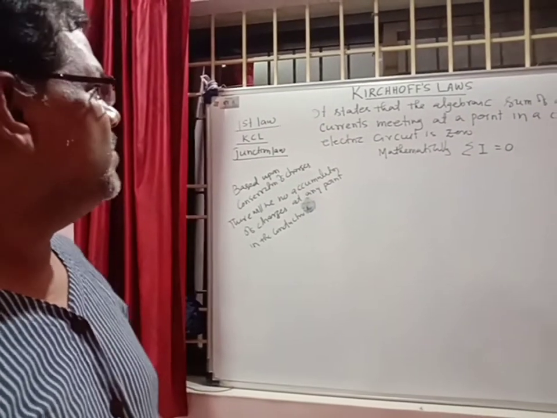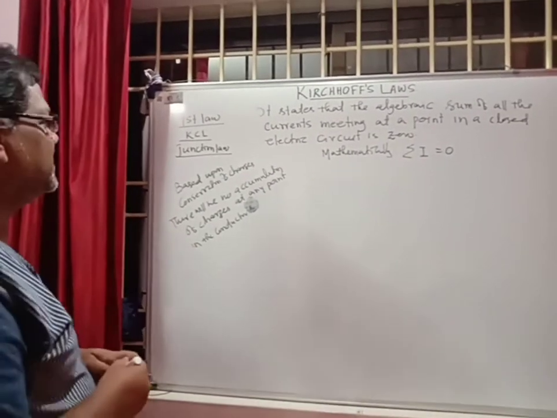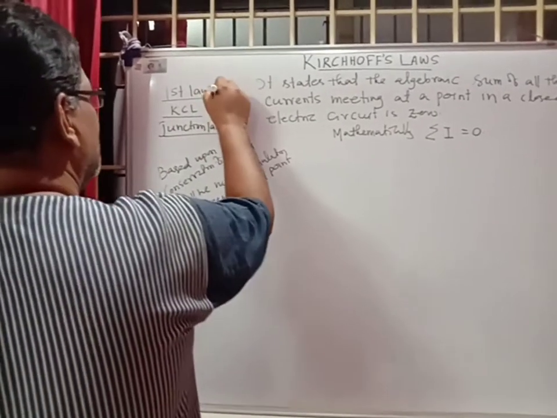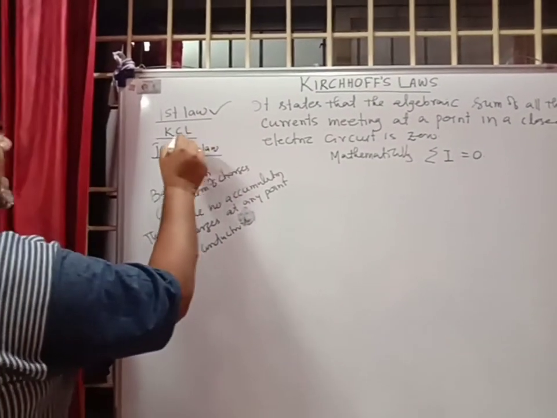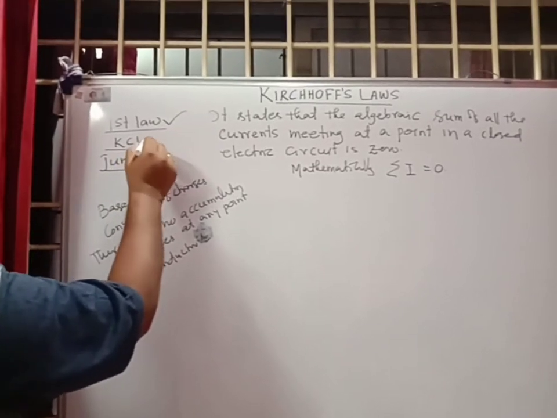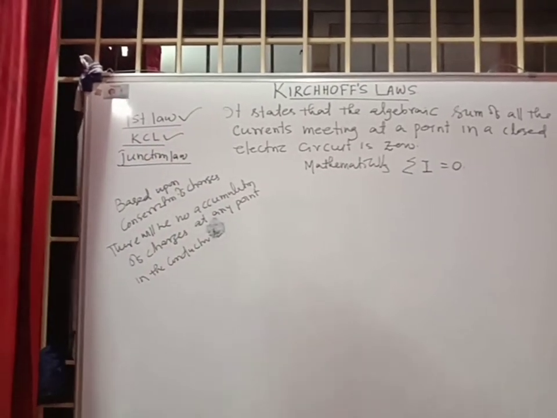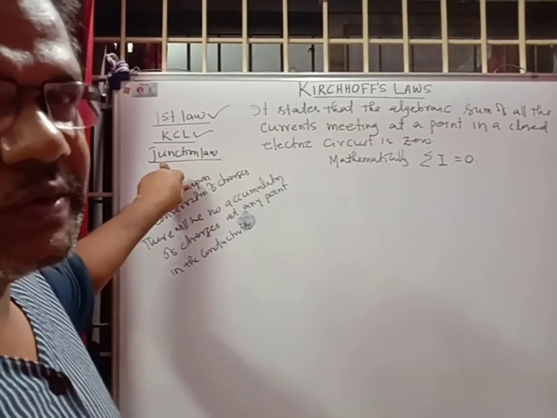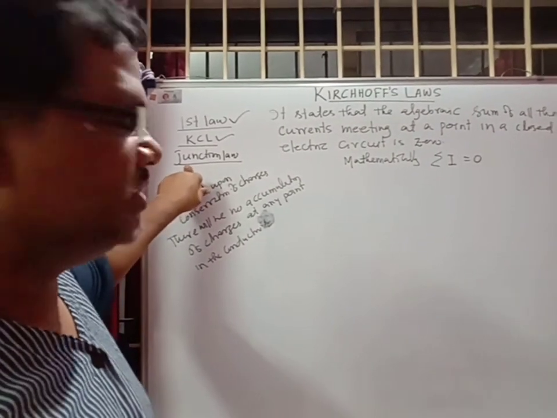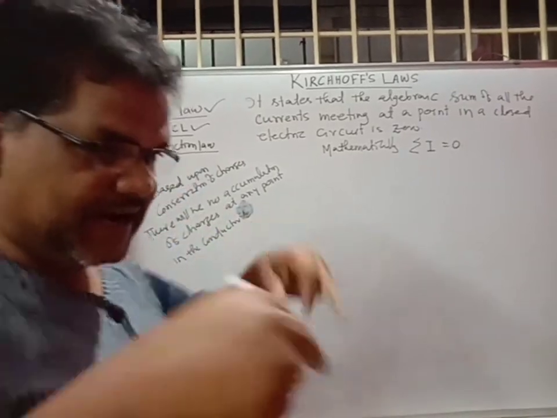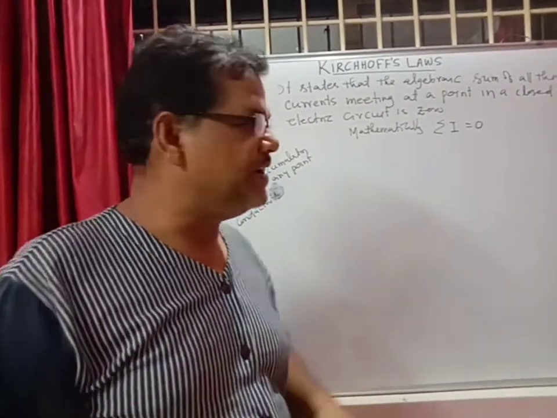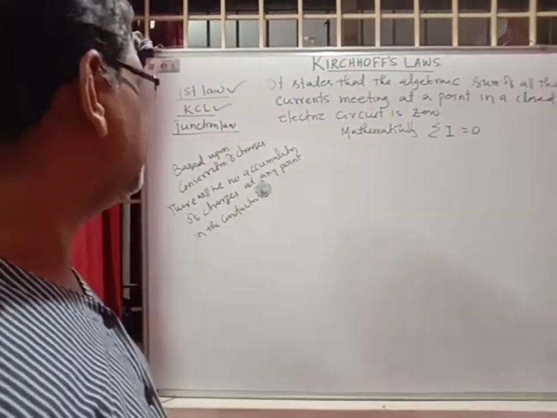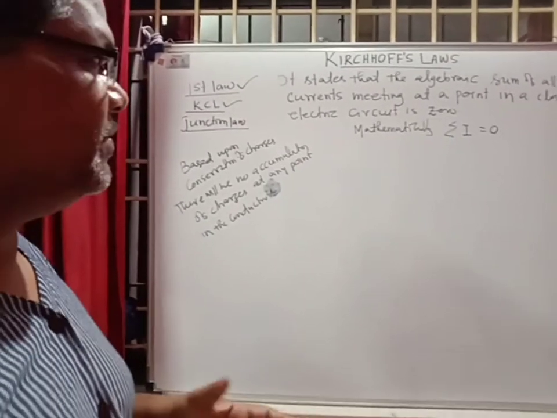Two laws are there. One is Kirchhoff's first law, which is also called the KCL, Kirchhoff's current law, or the junction law. It is also called the node theorem because all the currents meet at a particular junction point. How can we calculate the different currents meeting at a junction point, and what will its value be?